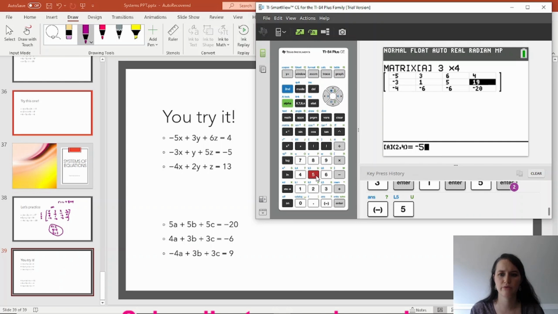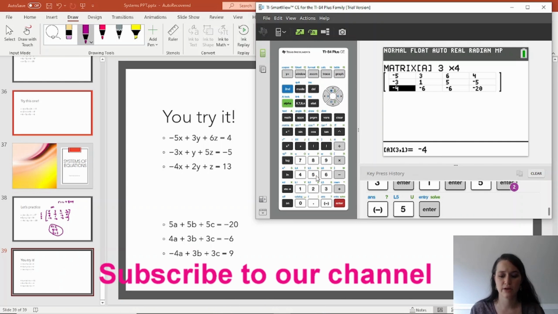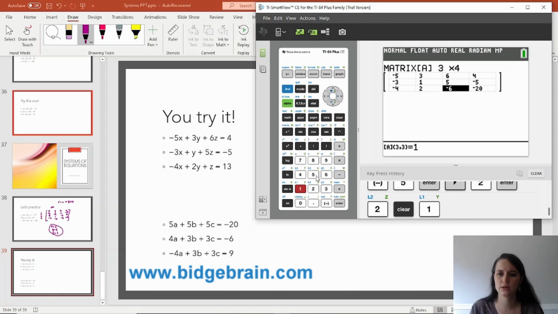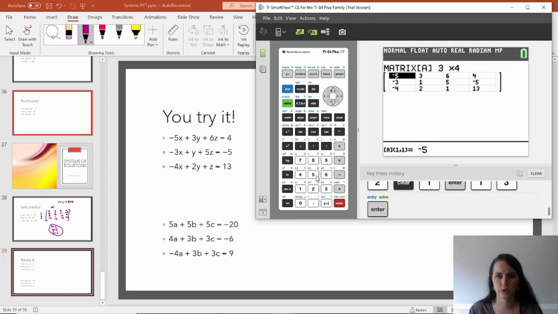Oops, negative 5. And then let's see, I've got negative 4. Sweet, that's already what I have. 2. Nope. 1. And 13. I apologize if I'm annoying. Okay, so make sure your matrix looks like mine. If you're stuck on that, here's the matrix. All right, I'm just double checking my signs.